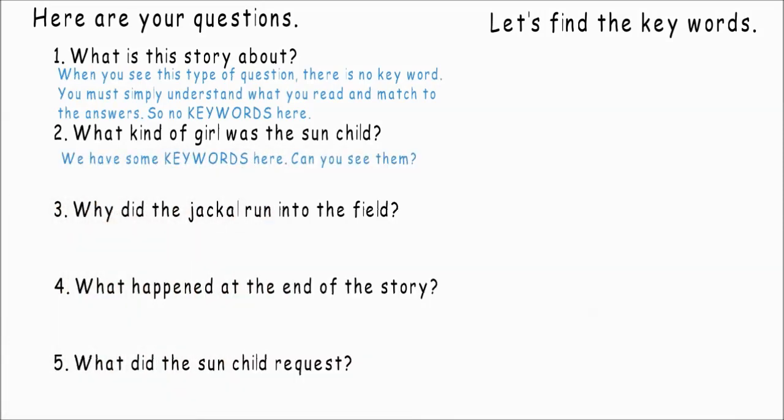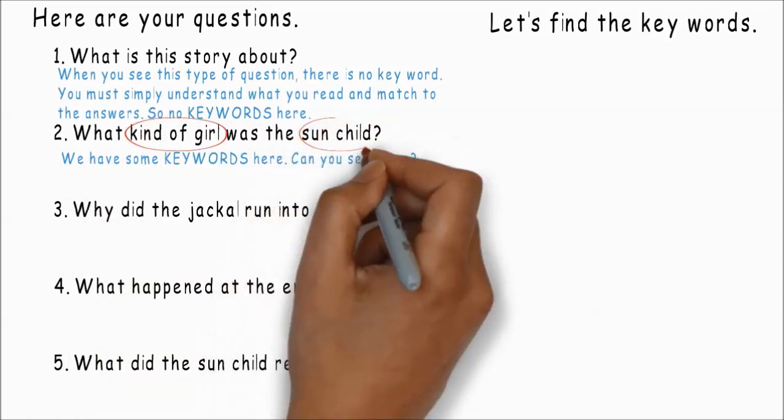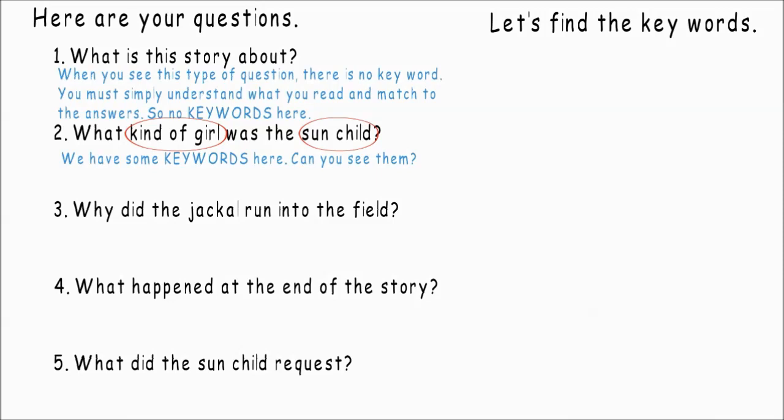We have some keywords here. Can you see them? Kind of girl and sun child. When we read the story, we need to look for the words sun child and the part where it describes her, kind of girl. Number 3, why did the jackal run into the field?